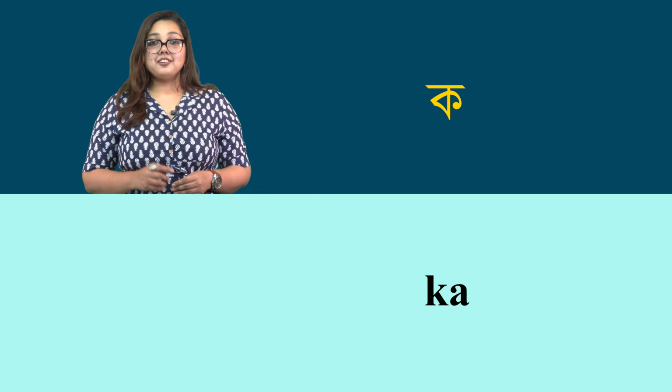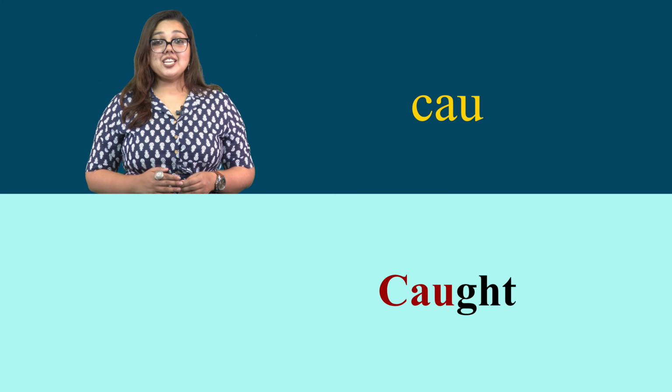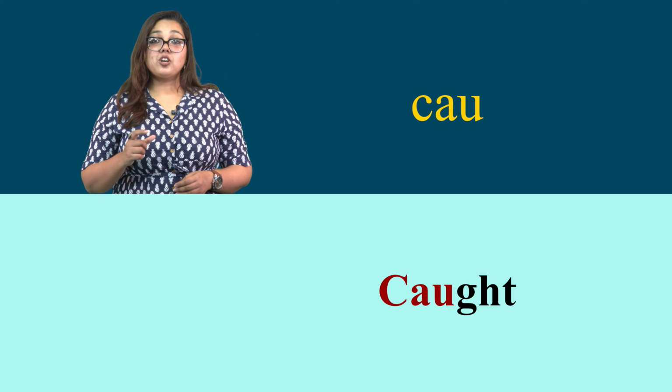The next letter is K. The pronunciation is similar to the K in cot. There is a horizontal bar which is called matra above the letter.